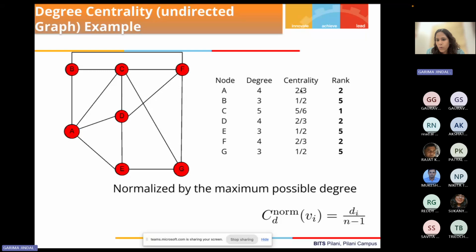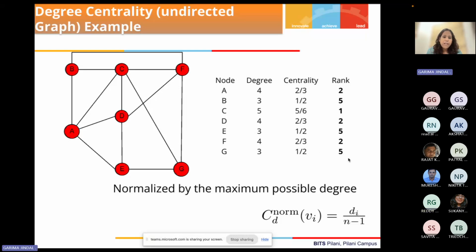Good. Thank you. Once we have these degree centralities, we can order the nodes based on these values, and that is how you get the ranks. Now C has the highest degree centrality, and so on for the other nodes. Clear, ma'am?